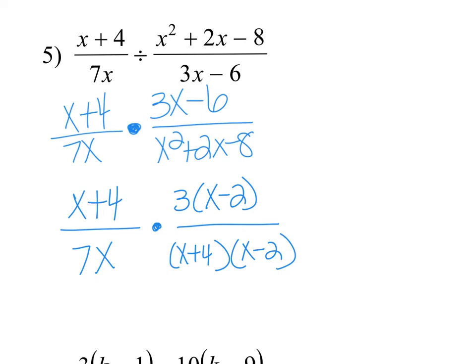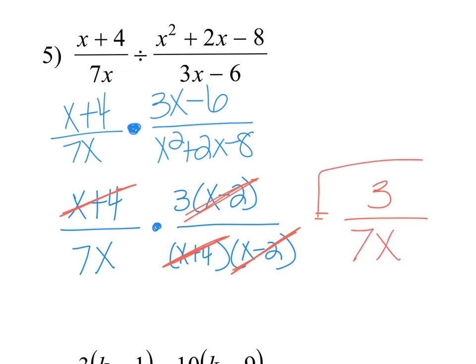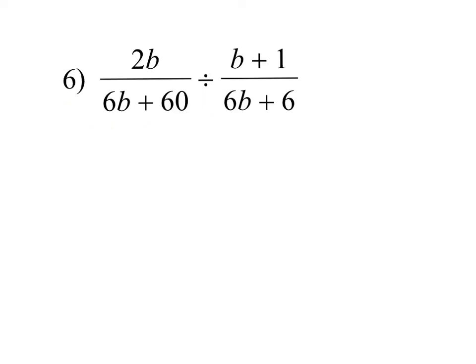Looking for binomials or numbers or pieces, diagonal or top and bottom. Here I have x minus 2 and x minus 2. I also have an x plus 4 and an x plus 4. Left in the top is 3. Left in the bottom is 7x. I can't simplify that anymore. That's my answer. The last one we're going to do together is number 6.